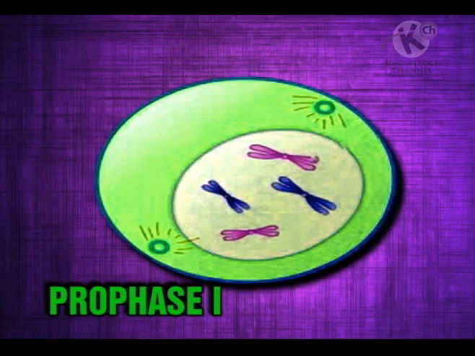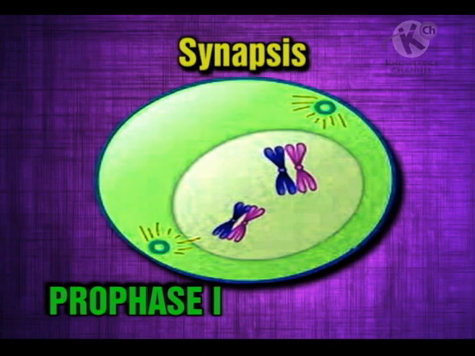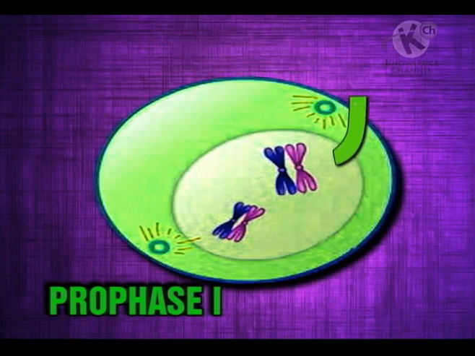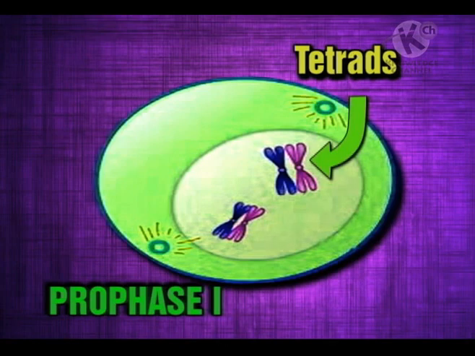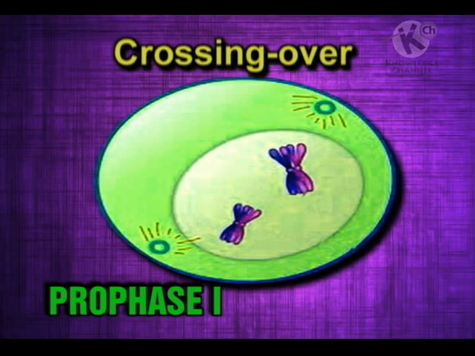Homologous pairs of chromosomes come together. Then, in a process called synapsis, the 2 sister chromatids of each pair up with the chromatids of its homologue and form a structure called tetrads. Each tetrad has 4 chromatids, and during synapsis, chromatids of homologous chromosomes exchange segments. This process is called crossing over.